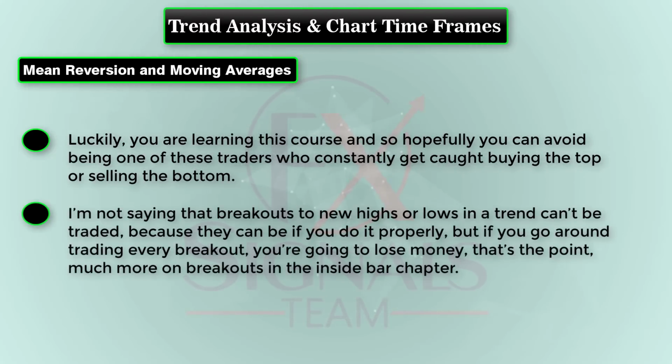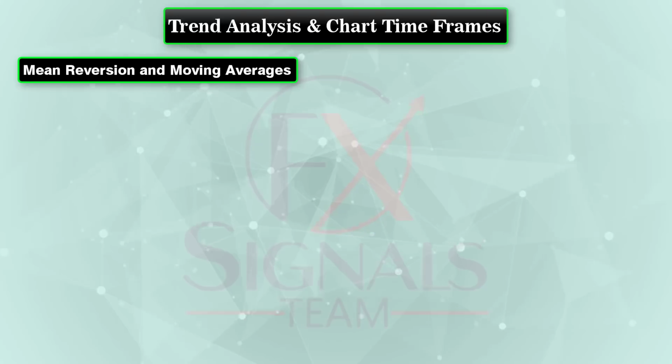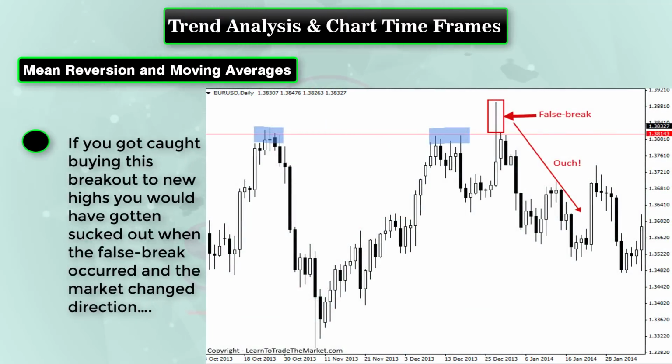I'm not saying that the breakouts to new highs or lows in a trend cannot be traded, because they can be, only if you do it properly. But if you go around trading every breakout, you're going to lose money. That's the point. Much more on breakouts in the Inside Bar chapter. If you got caught while buying this breakout to new highs, you would have gotten sucked out when the false break occurred and the market changed direction.